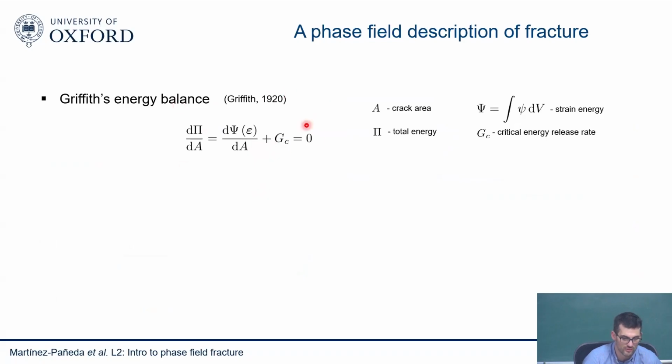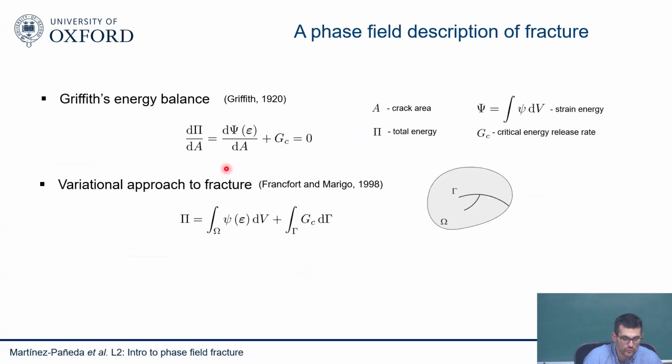This is what we just discussed, right? With this being the strain energy, the change in strain energy over this is the change in potential energy over a crack length. So this is exactly the same as what we just discussed. And Francfort and Marigo showed some years ago that you could express this energy balance in a variational form. And if you do so, you end up with this functional.